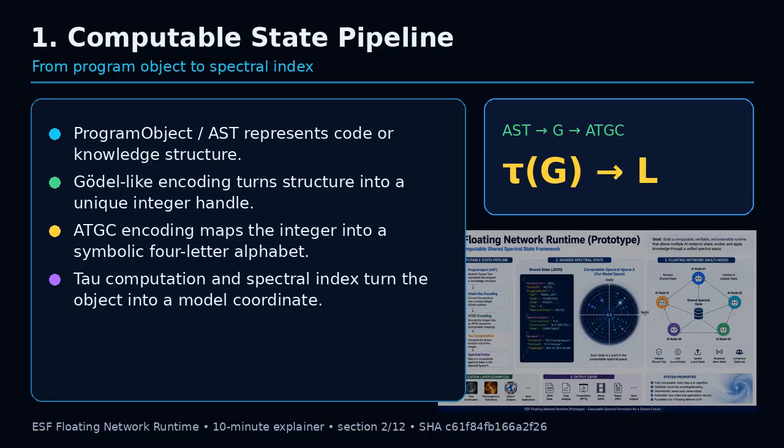The computable state pipeline is the first column of the diagram. It begins with a program object, represented as an abstract syntax tree. The AST is then converted into a Gödel-like integer. This integer is projected into an ATG sequence, which is a symbolic base string. Finally, the tau function and spectral index transform the result into a coordinate inside the model's spectral space.